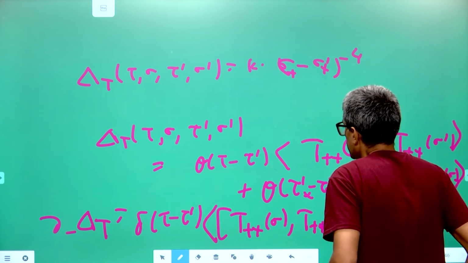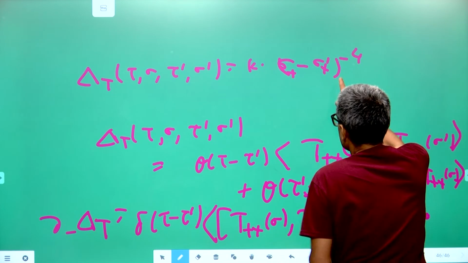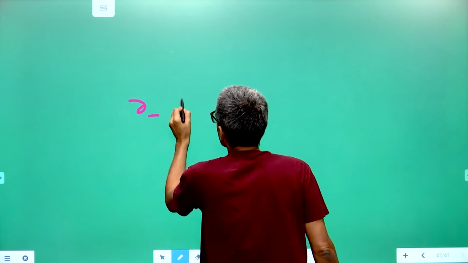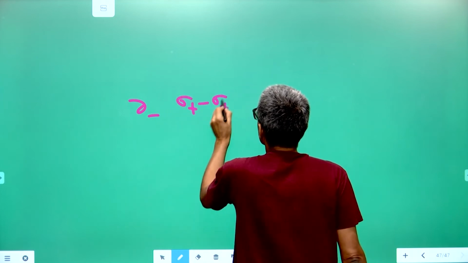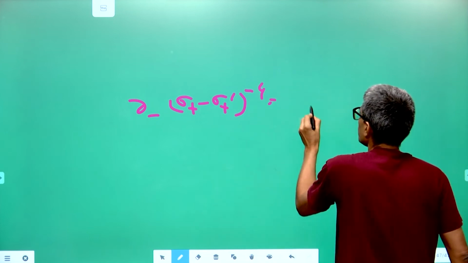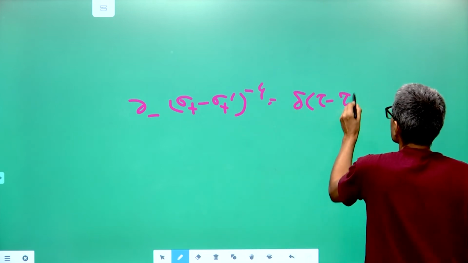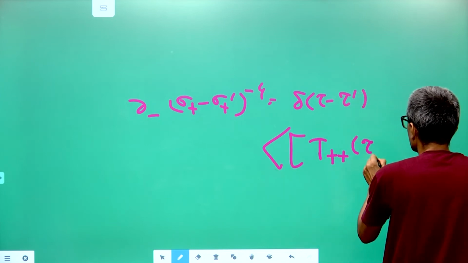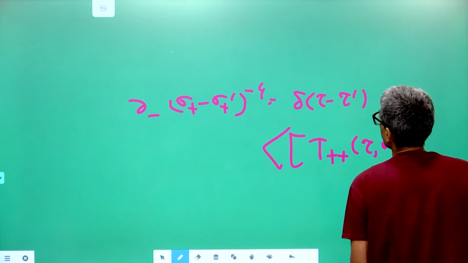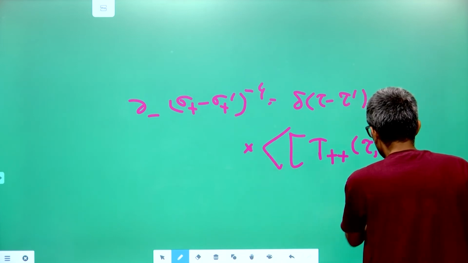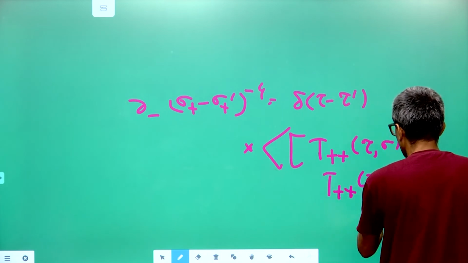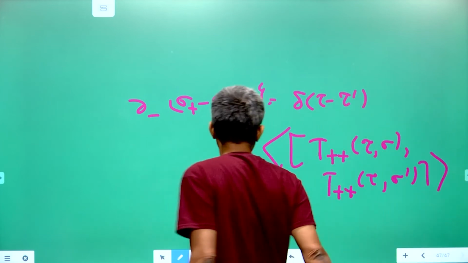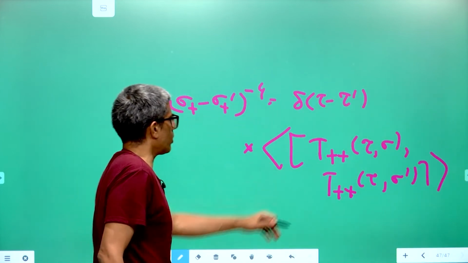And so what you can say is that if I take dou minus on both sides, I can equate this. So I can say that dou minus of this quantity, I can say that dou minus of sigma plus minus sigma plus dash power minus 4 is simply equal to delta tau minus tau dash times the vacuum expected value of the commutator T plus plus between tau and sigma, this into this, comma T plus plus into tau sigma dash into delta tau minus tau dash. But if you, so this will give you the anomaly in the commutation, in the Virasoro commutation relations.